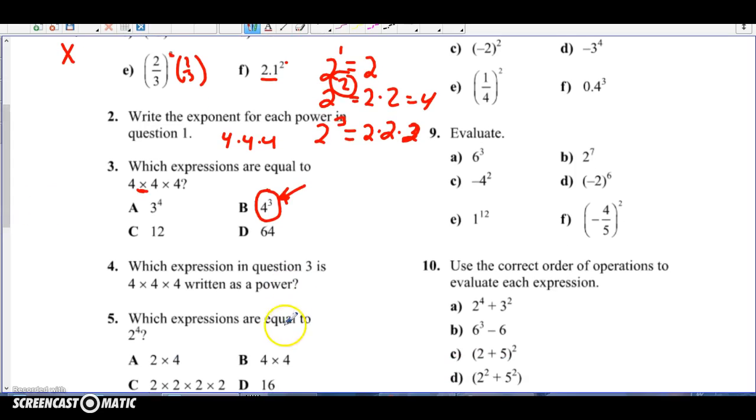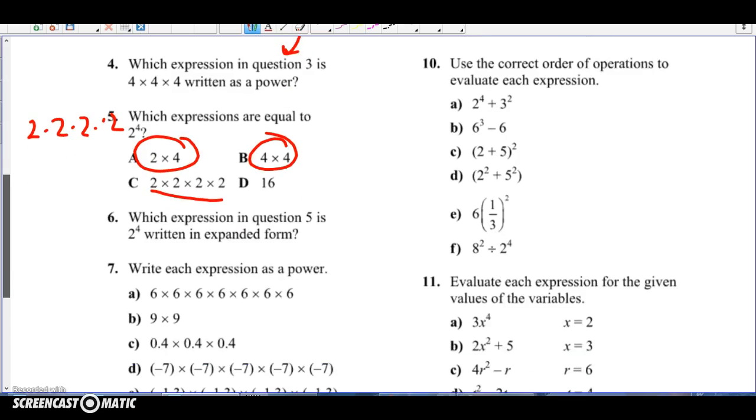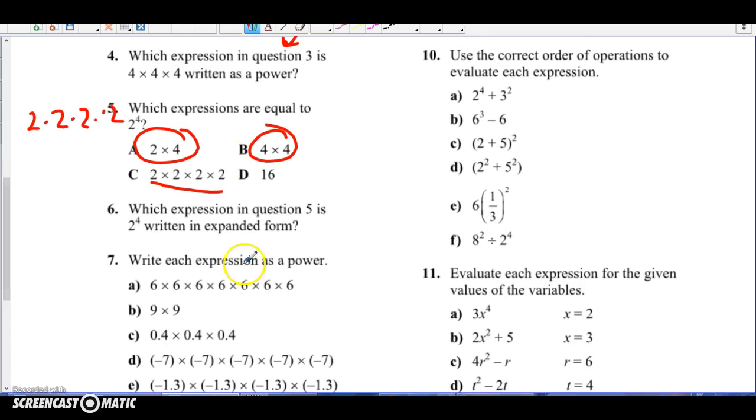Which expression in question 3 is this? So same thing here. Which expression has a power of 4? Oh, so it's the same thing. Sorry, I'm just kind of mumbling to myself. I was confused by that question. Which expression is this? 2 times 2 times 2 times 2. So this is 2 times 2 times 2 times 2, which is that guy right here. Okay, so it's not 2 times 4. It's not 4 times 4. It's 2 times 2 times 2. Single power.